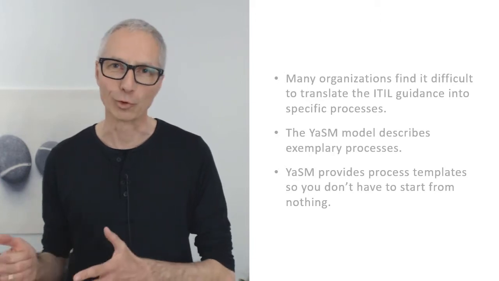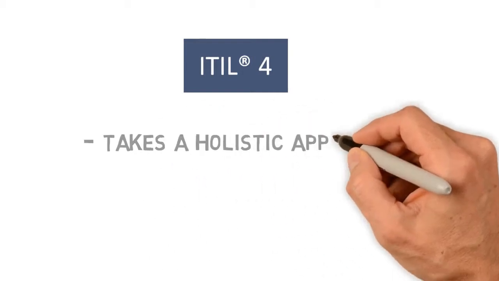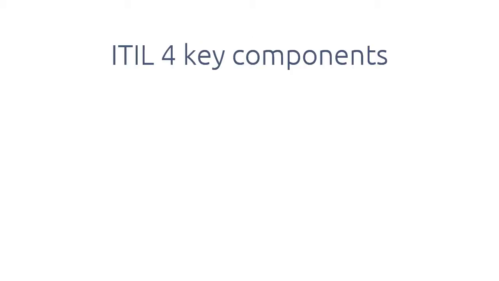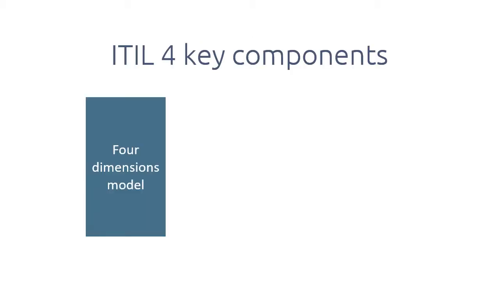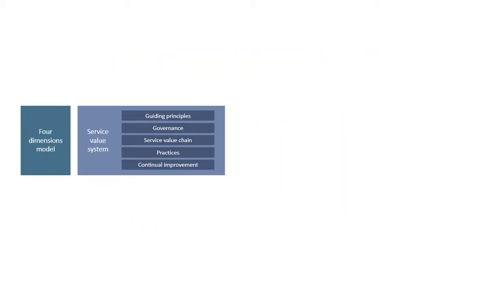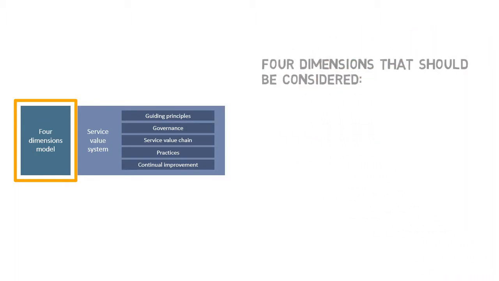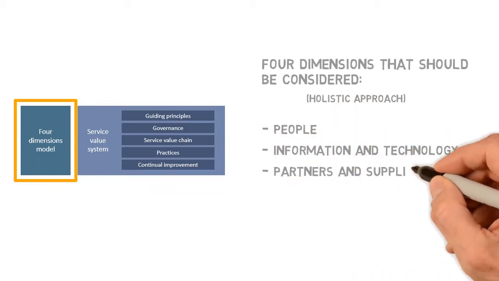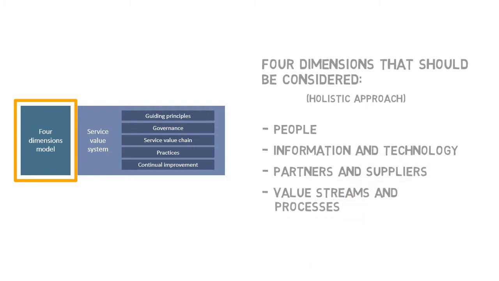find in ITIL 4. As the authors of ITIL 4 say, the framework takes a holistic approach and focuses on end-to-end service management from demand to value. ITIL 4 consists of two key components, the 4 dimensions model and the ITIL Service Value System, or SVS. The first component, the 4 dimensions model, describes 4 dimensions that should be considered to ensure a holistic approach to service management: people, information and technology, partners and suppliers, value streams and processes.